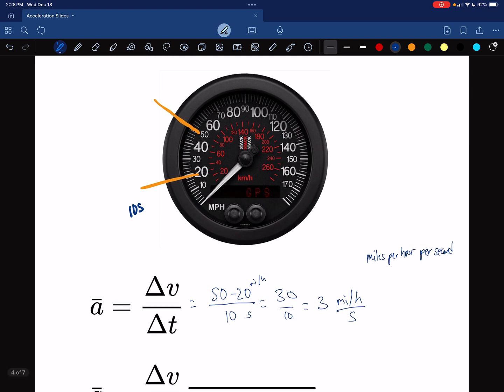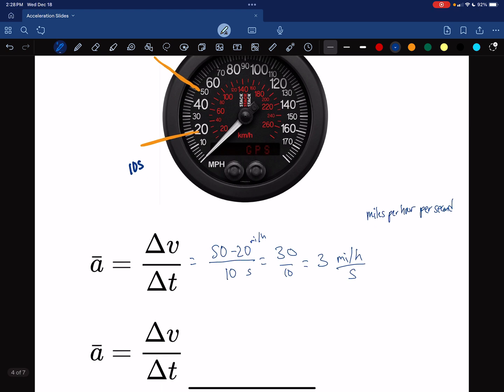Now, if we were looking at an example where someone were abroad and they were traveling at 60 kilometers per hour, and then they were traveling at 100 kilometers per hour, and let's say they did that over 5 seconds, well, then we could look at that acceleration and we would say 100 kilometers per hour minus 60 kilometers per hour, and they did that over 5 seconds. Well, that would give us 40 kilometers per hour over 5 seconds, or 8 kilometers per hour per second.